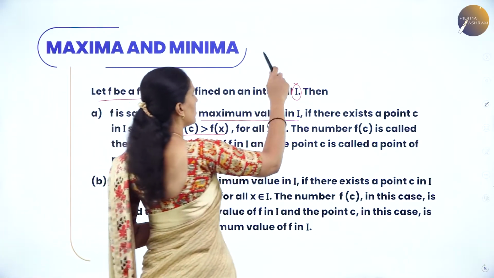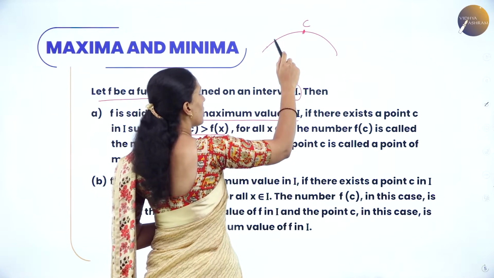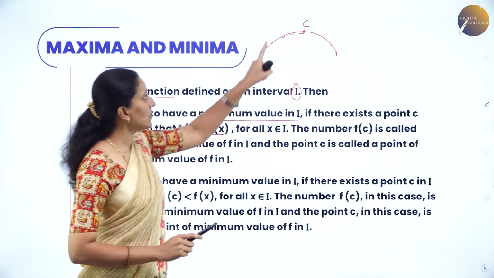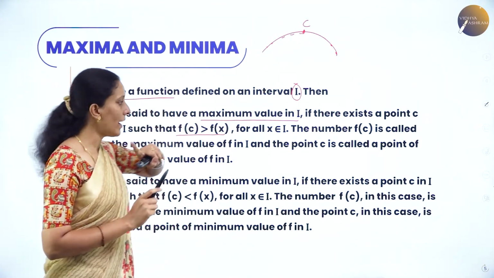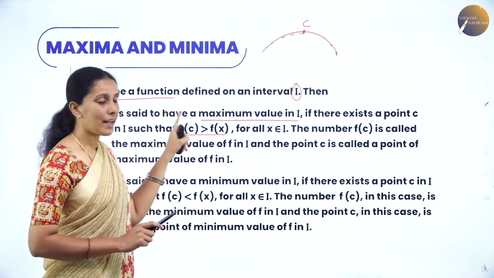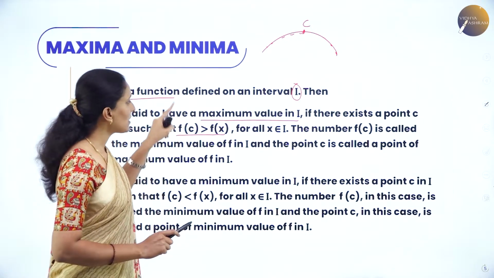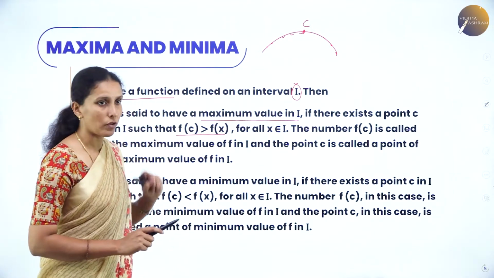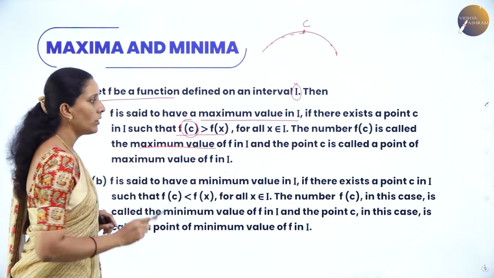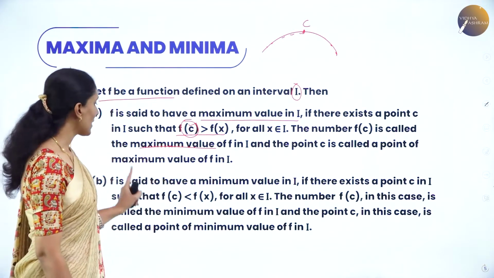Suppose this is a function or this is some curve here. This will be the point C and these are all any x. Any x belongs to I. If there exists a point C such that f of C, the functional value at C, must be greater than other values of f of x for all x belongs to I, and C must also belong to the same interval, then f of C is called the maximum value and C is called the point of maximum value of f in I.